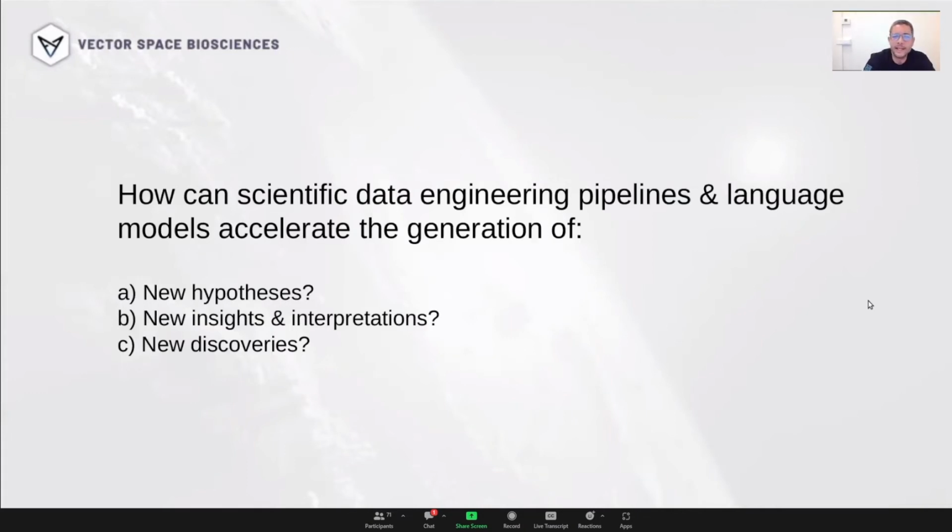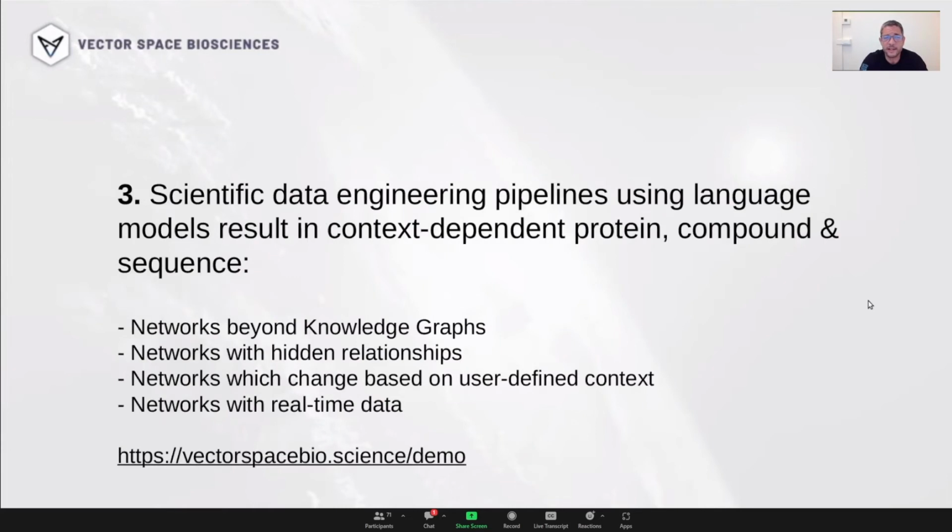So what are other ways that scientific data engineering pipelines and language models can accelerate the generation of new hypotheses and insights, interpretations, and discoveries? Well, when you look at the way that you can structure relationships between proteins, compounds, and sequences in a context-dependent way, you can build networks. You can construct networks beyond knowledge graphs, where the networks contain hidden relationships between proteins and compounds and other proteins and diseases and so forth. These networks can change over time based on user-defined context. And of course, as mentioned, they can also be real-time.